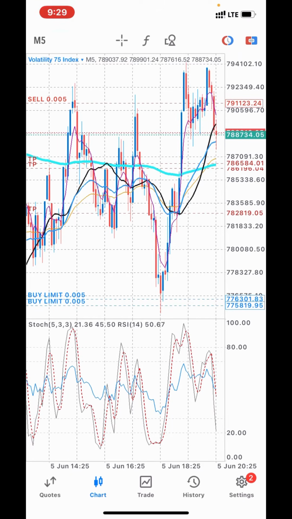Since I'm seeing this, I'm really loving it. Why I'm actually loving volatility index is because it has its pattern. It's not that unpredictable. You can predict it because if it's going down, it's really going to go down for a long period of time. And if it's going up, it's really going to go up for a long period of time.